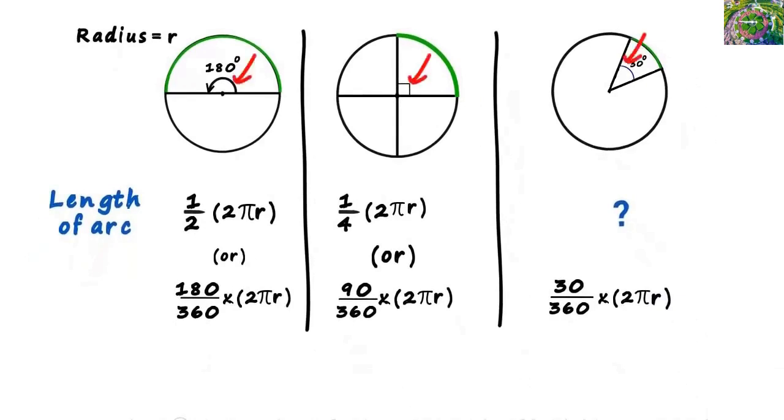We can say that the angle subtended by the arc at the center is a part of the angle covered by the entire circle, which is 360 degrees. So if we have to generalize it, we can say that if the angle subtended by the arc at the center is theta, then the length of the arc is theta divided by 360 multiplied by 2 pi r.